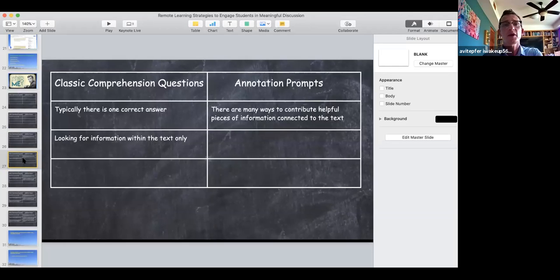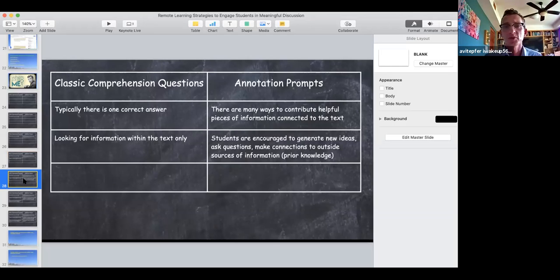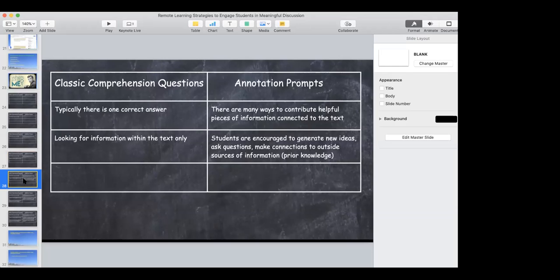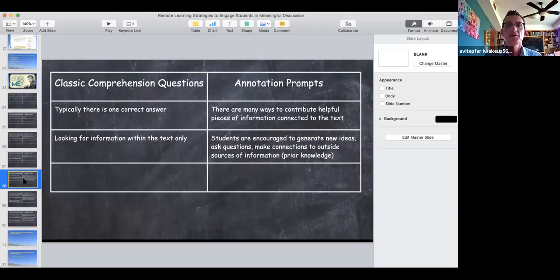With classic comprehension questions, students are looking for information within the text only. It's almost as if the text is the only thing that matters. With annotation prompts, students are encouraged to generate new ideas, to ask questions. And again, I'm going to say, because I think this is so important, to make connections to outside sources of information, prior knowledge or current knowledge, right?